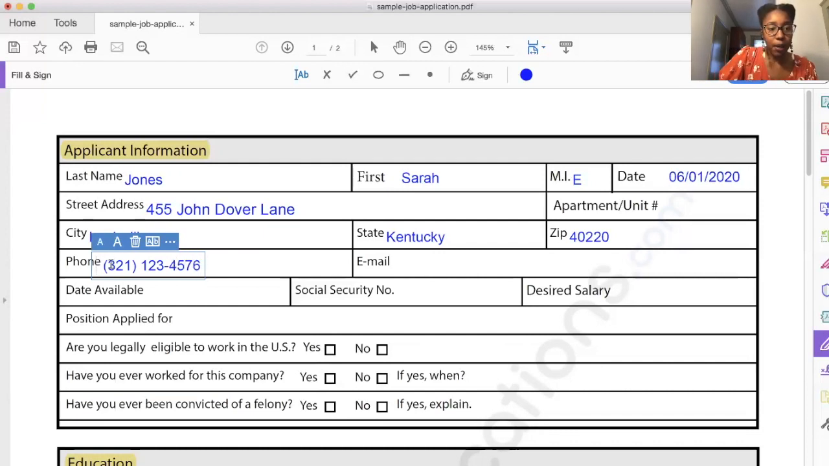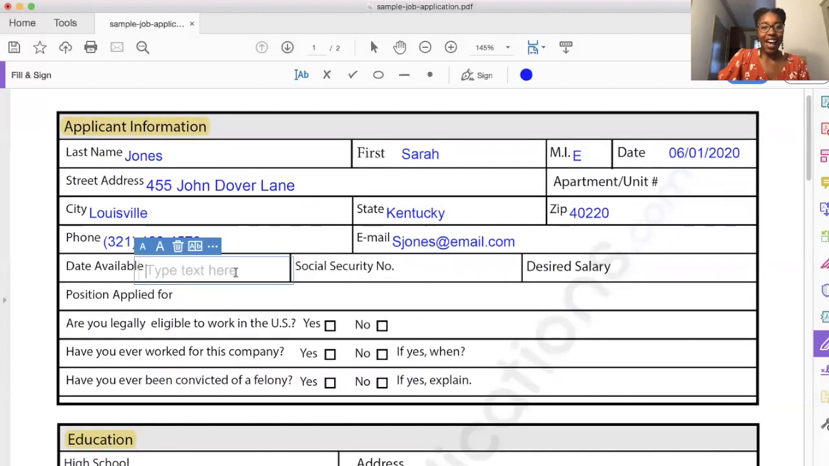321-123-4576. We made sure to put parentheses around the area code and a dash between the numbers. And our email is sjones@email.com.